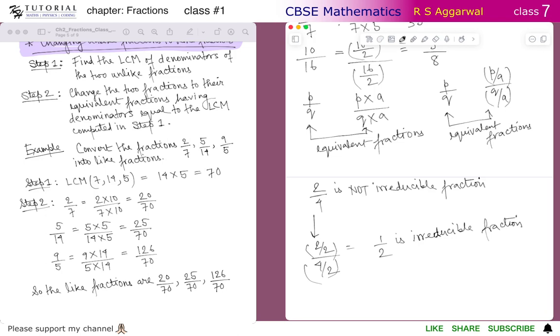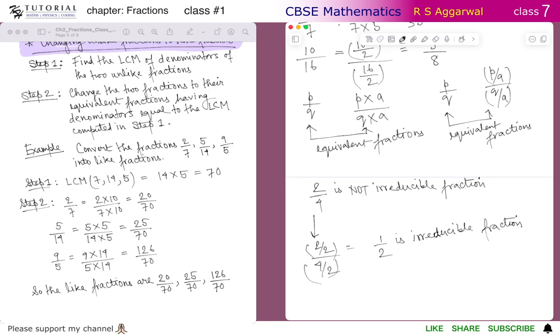As an example, we are trying to convert the fractions 2 by 7, 5 by 14 and 9 by 5 into like fractions. As you can see, these three fractions are unlike because the denominators 7, 14, 5 are different. So what do we do? As step 1, we find the LCM of the denominators of the given fractions, which are 7, 14 and 5. So the LCM of 7, 14 and 5 is 70.